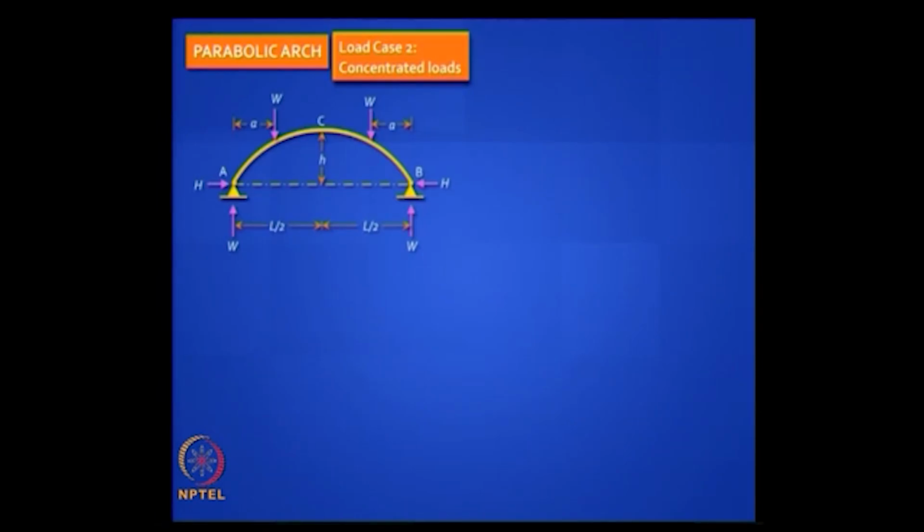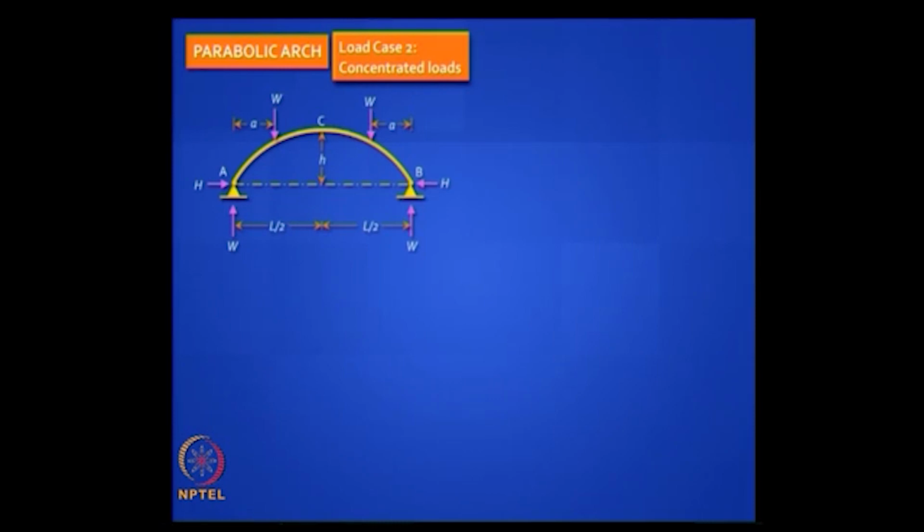Let us take the case of concentrated loads. Okay. Can you derive an expression? In fact, these are the two standard loading cases. You will have a uniformly distributed load, you have a concentrated load. You could have the constant load at the crown, but that is a special case of this. So how will you solve this problem? Let us do this together.